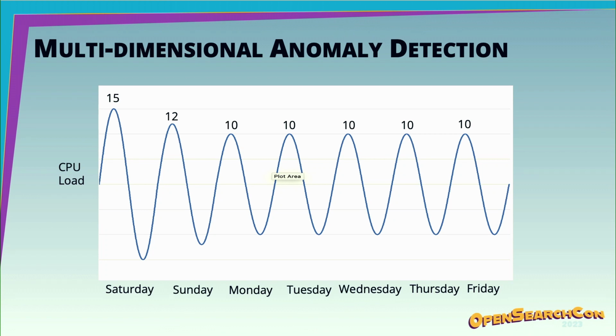Take, for example, a service that has a CPU load of 15 on, say, Saturdays, 12 on Sundays, and about 10 on the rest of the days. If you happen to see a load of 15 on a Friday, that can be detected only if you also send information about the day of the week. So you have two parameters now sent to the RCF model: the CPU load and the day of the week. It can be more parameters as well. Basically, with these multiple dimensions, you can accurately detect anomalies.